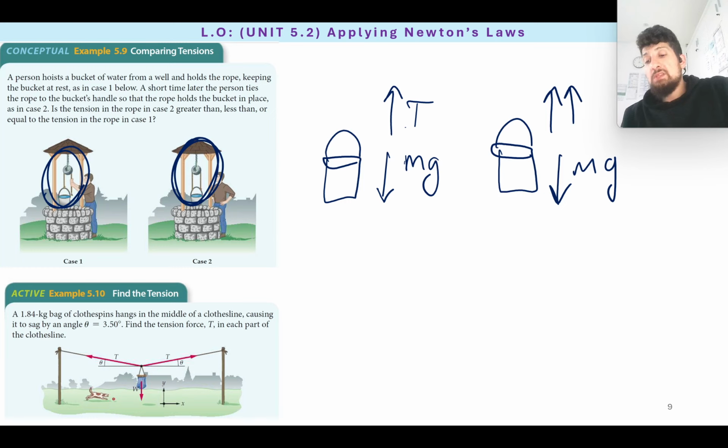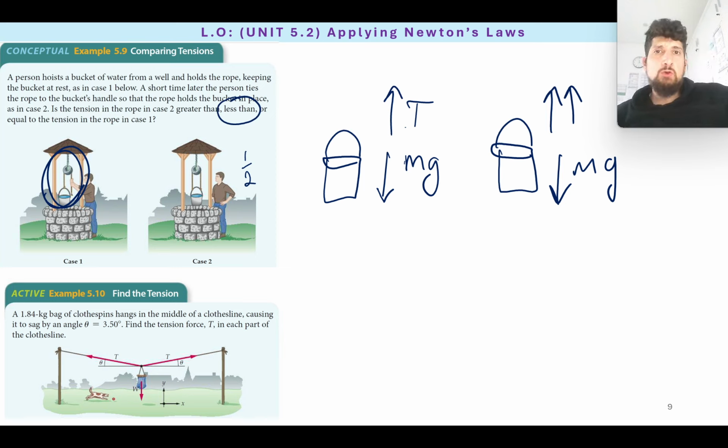The same thing happens here with the ropes. When you have two ropes, they're carrying half the tension force. The total force is the same, but now it's across two ropes. Common sense. That's why I like physics. It's just common sense. So what's the answer going to be? The answer is going to be, in case 2, the tension in the rope is going to be less than. How much less than? It's going to be half. Half the tension of case 1.